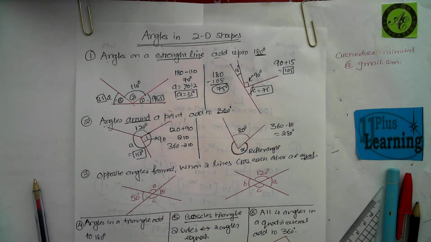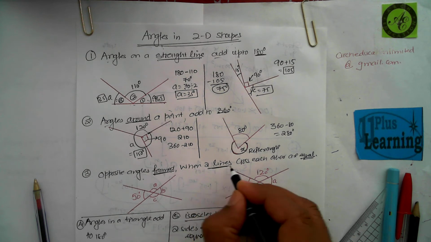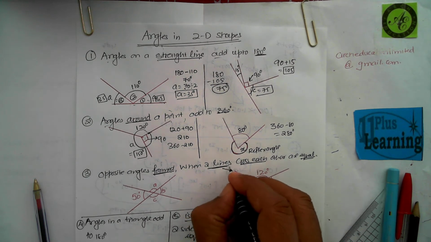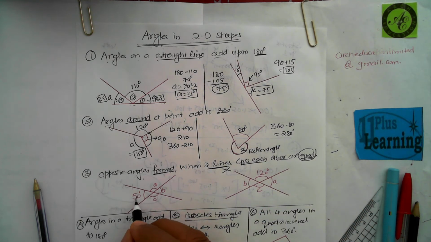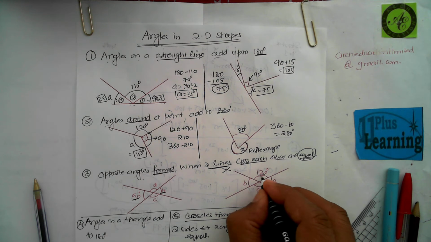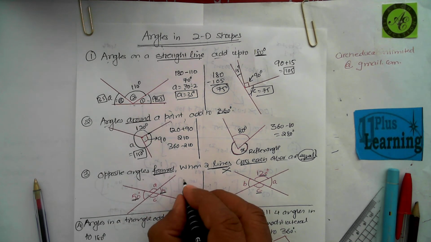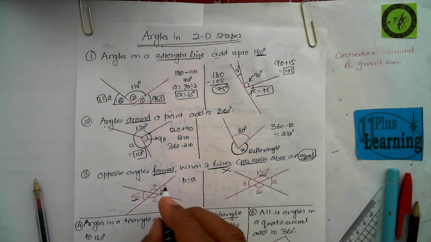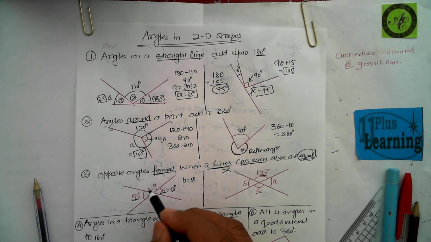Okay, now the next one, guys, this is another lines thing. When 2 lines cross each other, that means they make an X shape, the opposite angles formed are equal. Really important you understand. This angle 50 is equal to this angle B. So this angle 120 is equal to this angle C. Okay, so in this case B equals 50. Now how do I find A and C? And I know A and C are equal as well.